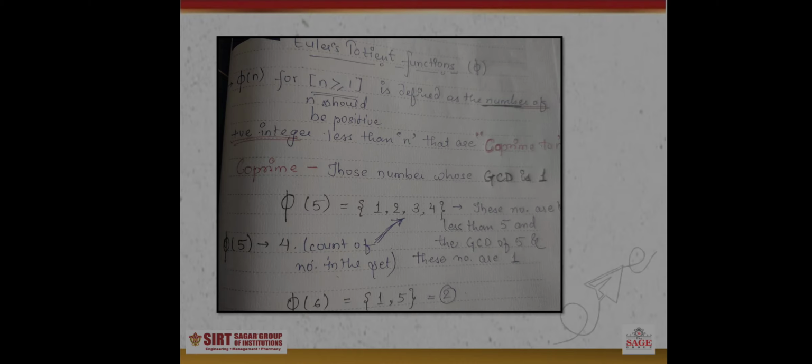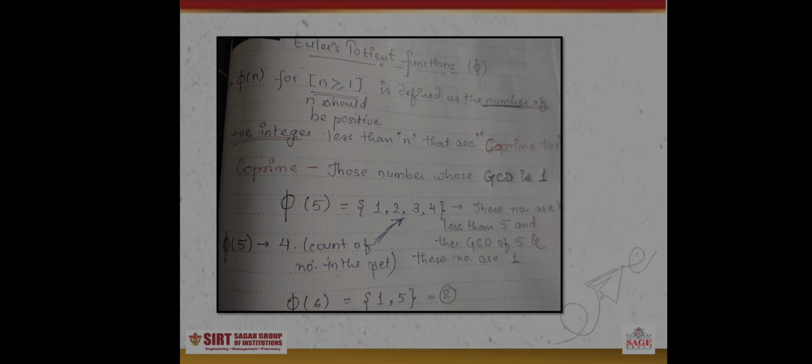Next we have to find the numbers less than 5, that is 1, 2, 3, 4. Now we will calculate the GCD between 1 and 5, 2 and 5, 3 and 5, and 4 and 5. And we can see that with 5, all the numbers have GCD 1.